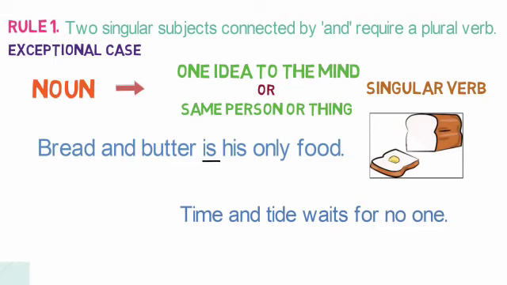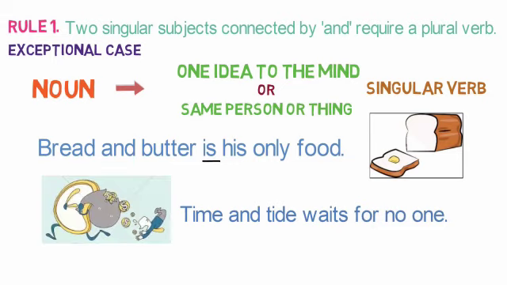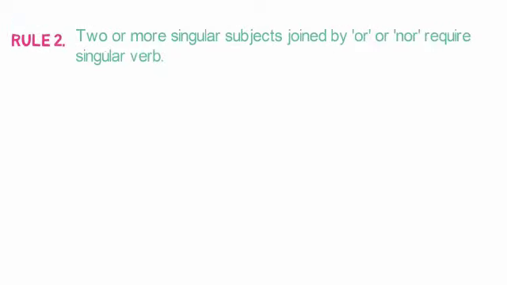Time and tide waits for no one. Here we are using time and tide as a single unit for communicating the same idea. So we have used a singular verb here, waits. Is it clear? Okay. Let's look into the next rule, which says that two or more singular subjects joined by or, nor require a singular verb.